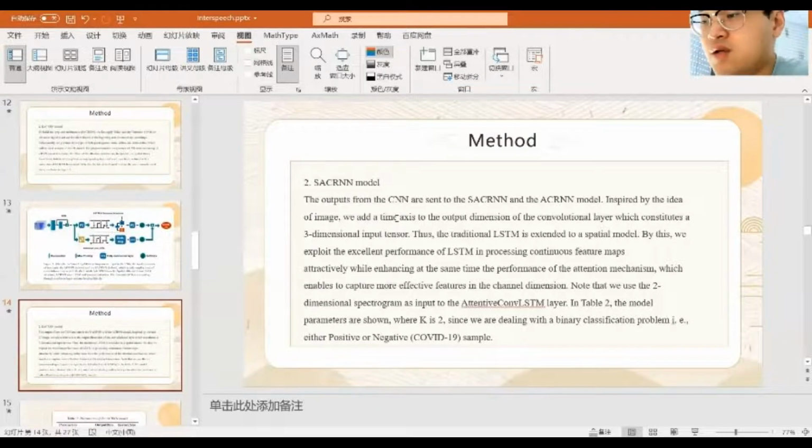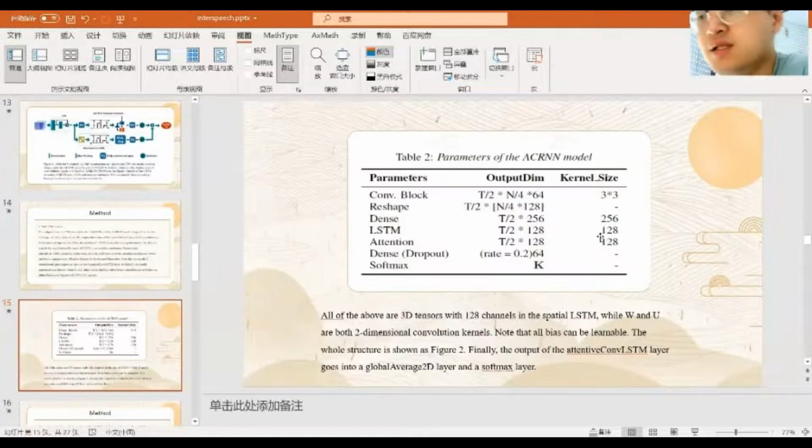Since we are dealing with a binary classification problem, positive or negative, this is the parameter setting of the ACRNN module, with a three-dimensional tensor space of 128 channels in the spectral LSTM view. Both are two-dimensional convolution kernels, and note that all weights can be learned. The whole structure is shown in figure 2.